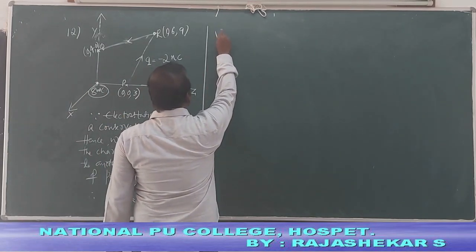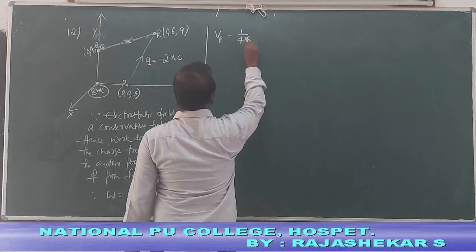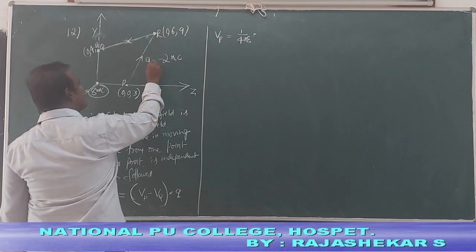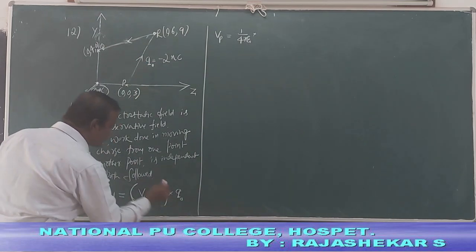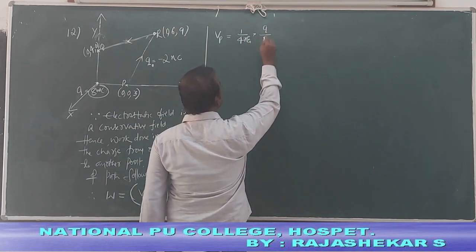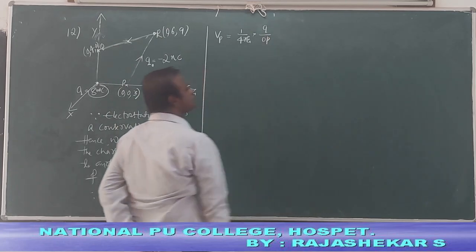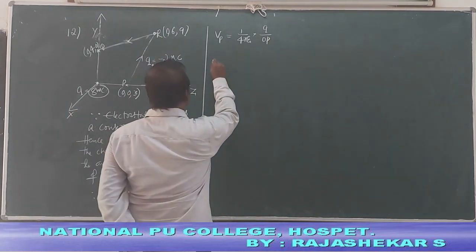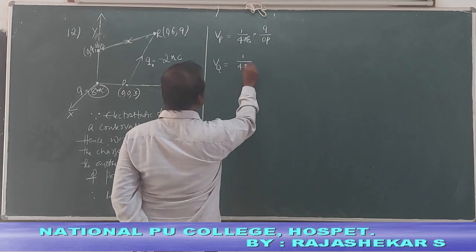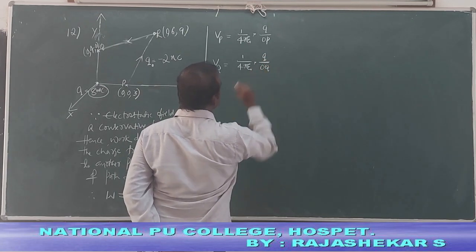So what is Vp? Vp is equal to 1 by 4 pi epsilon naught into, let us call this charge Q naught, otherwise take Q naught, divided by the distance along this one, OP, you can write. Similarly, what is potential at Q? This is 1 by 4 pi epsilon naught into charge at the origin divided by distance OQ.